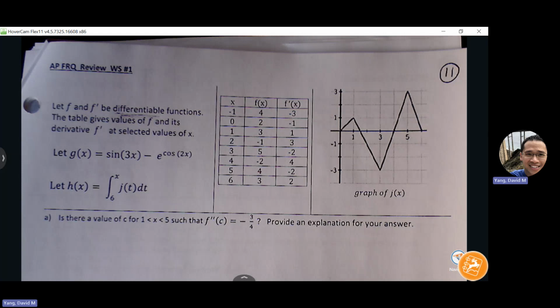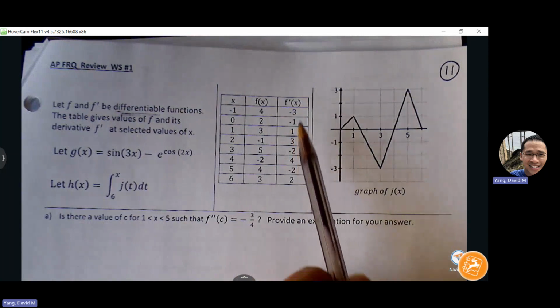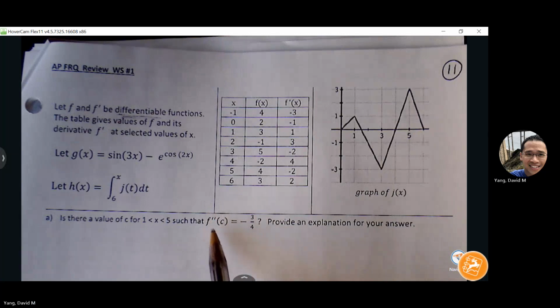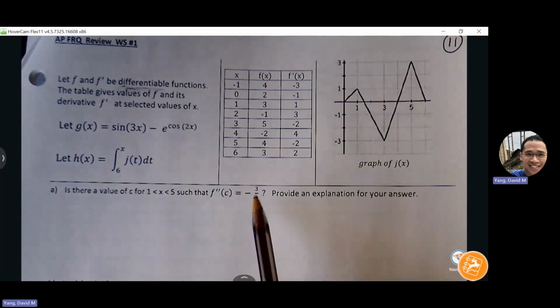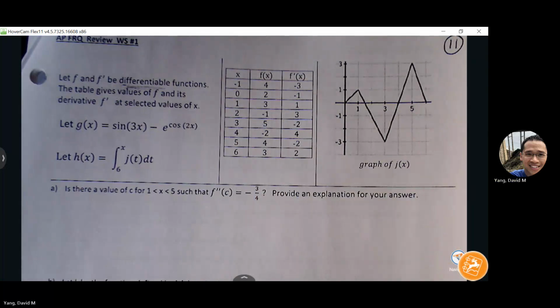Part A says, is there a value of c between 1 and 5 such that f double prime of c is equal to -3/4? Provide an explanation for your answer. Imagine we had all these ordered pairs at the f prime level. We're basically trying to guarantee a what of f prime? A slope. If I want to guarantee a slope, what does that remind us of? Which theorem is trying to help us? Mean value theorem.